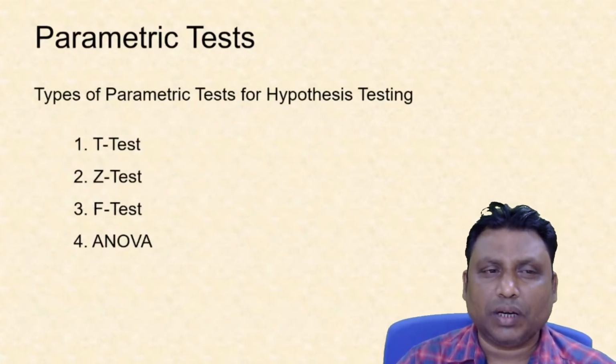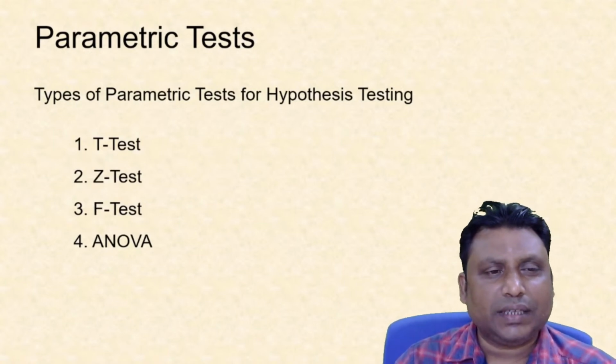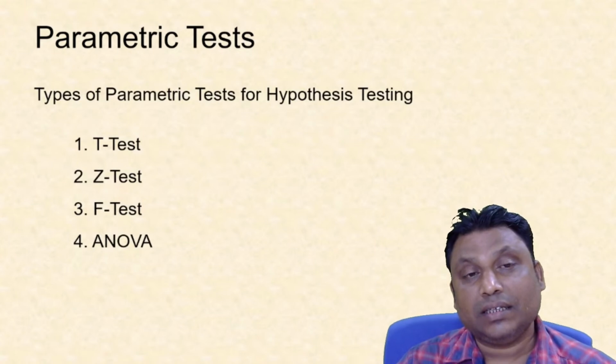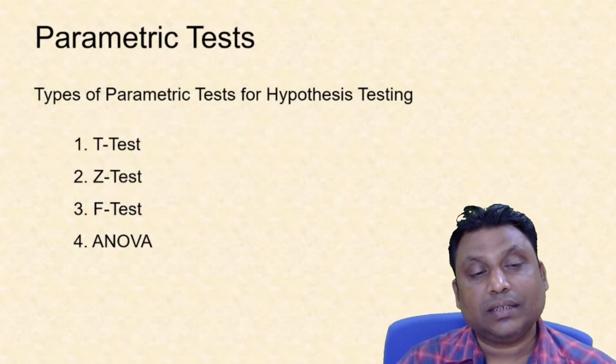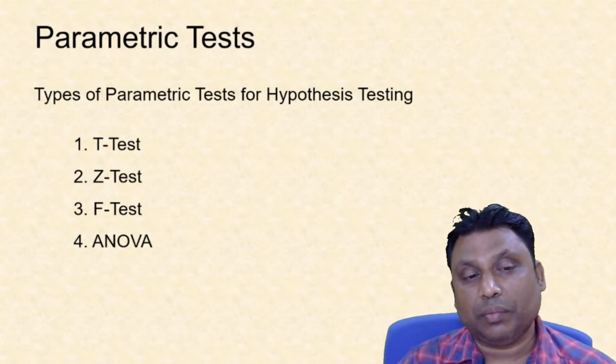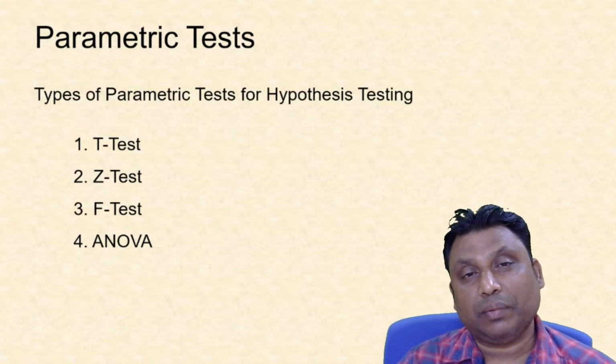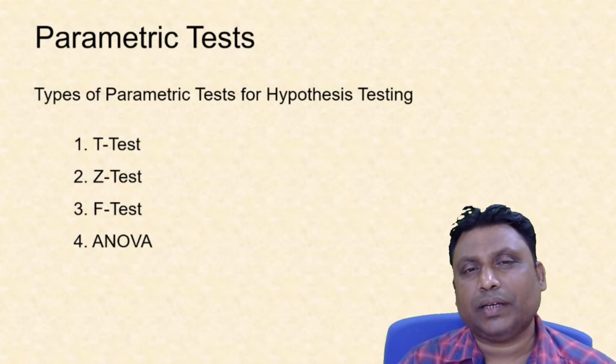What are the parametric tests? One is the t-test, sometimes called the Student's t-test, and the t-test is a parametric test. The z-test is a parametric test. The F-test, or ratio test, is also a parametric test. And ANOVA, analysis of variance, is also parametric, but sometimes it is used as a non-parametric test.